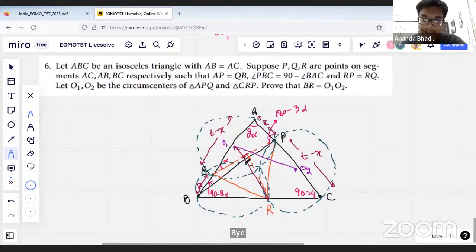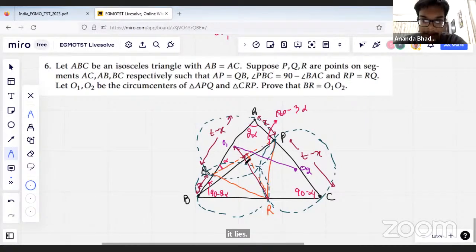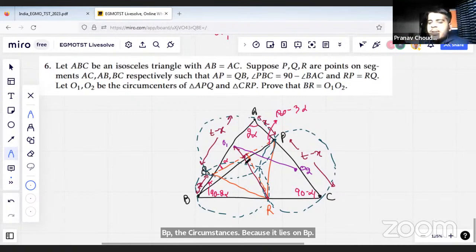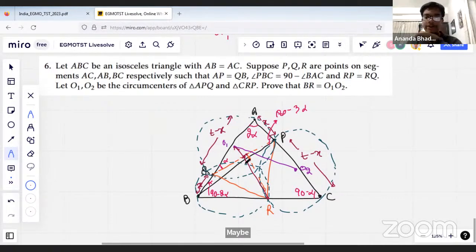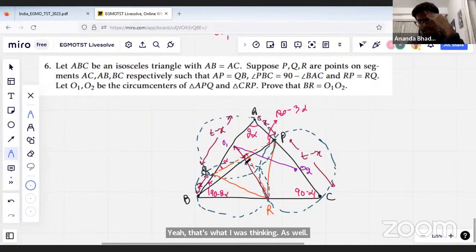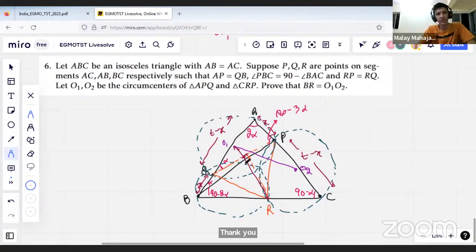Also, let's add the circumcenter, because it lies on BP. Maybe you can. Oh yeah, true. Oh wait, does it also lie on O1O2? Yeah, that's what I was thinking as well. Oh, that is, O1O2 is the perpendicular bisector of PR. Right. PR.